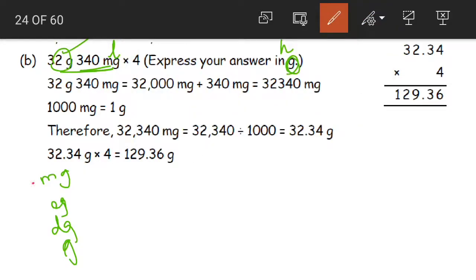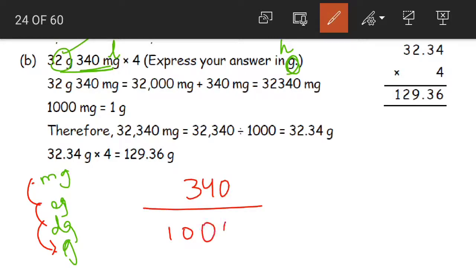How many jumps, children, from milligrams to grams? 1, 2, 3. 3 jumps. So 340 you need to divide by 1000 to get it into grams. We are converting a lower unit into a higher unit. So we are dividing. Now how do we divide again?